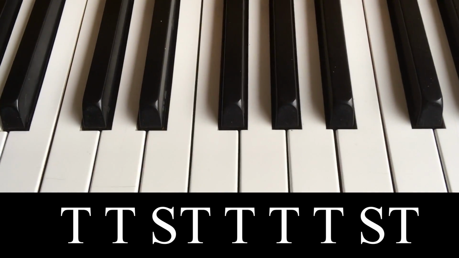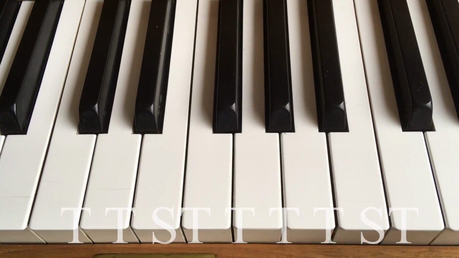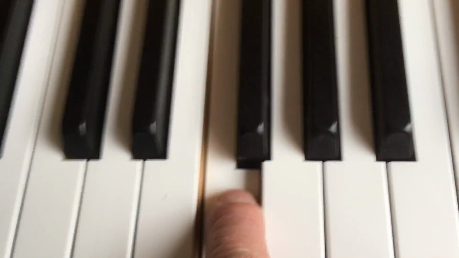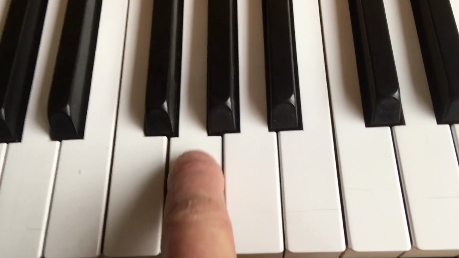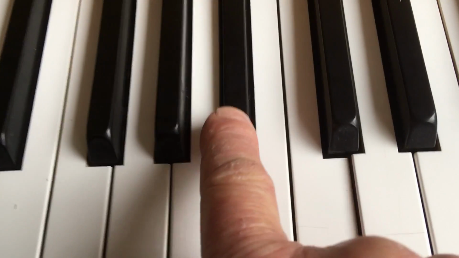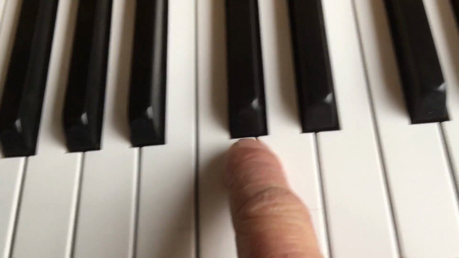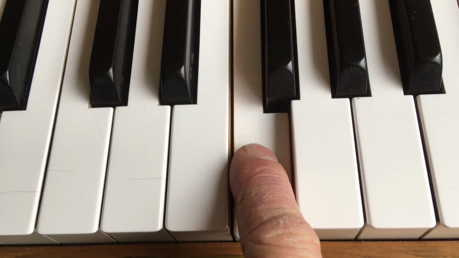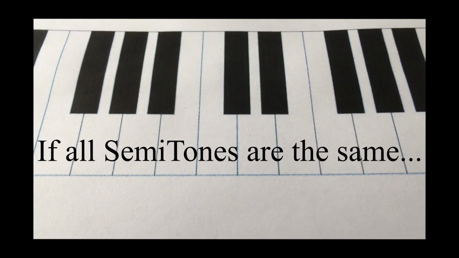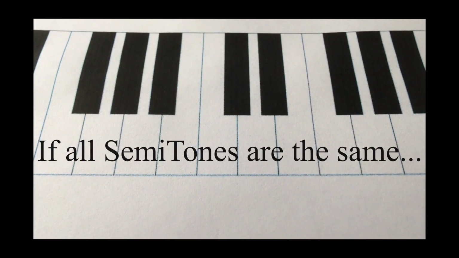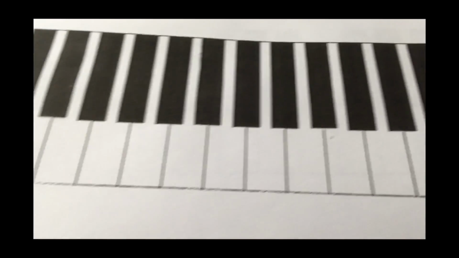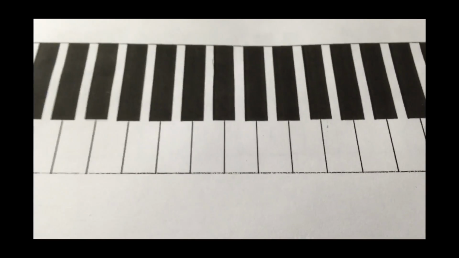And if you know tone, tone, semitone, tone, tone, tone, semitone, you can start anywhere, like here. Tone, tone, semitone, tone, tone, tone, semitone. So if all those distances are the same, why didn't they just make the piano go black, white, black, white? Well, they probably did. And it looked something like this.